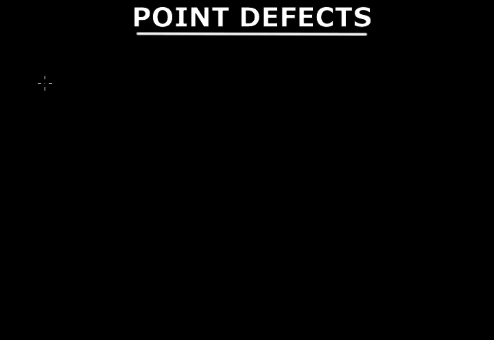Hello friends, now we will discuss about point defects. The defects which appear due to disappearance of constituent atoms of a space lattice from their original lattice points is called point defects.